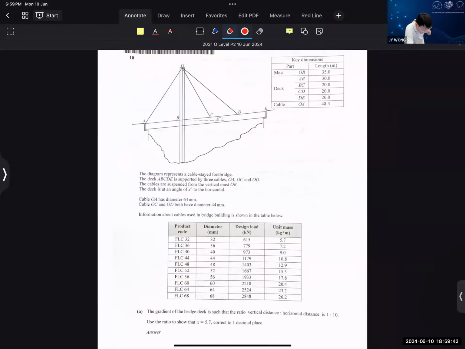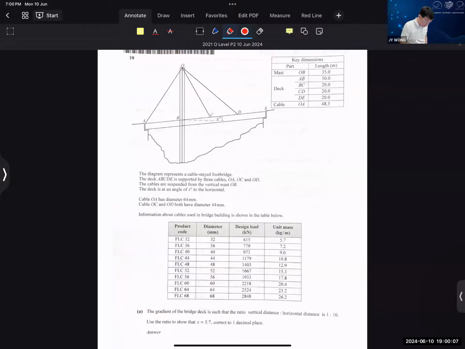They tell you that the deck ABCDE is supported by 3 cables, OA, OC, and OD. What happens when you all don't do this kind of math properly? Every year you read about bridges collapsing, then people dying from it. That's what will happen. Okay? Anyway.